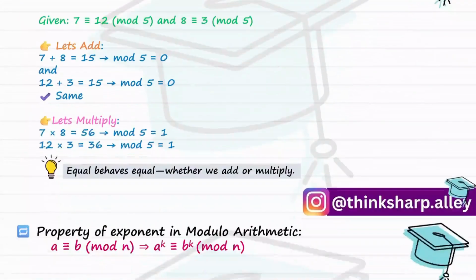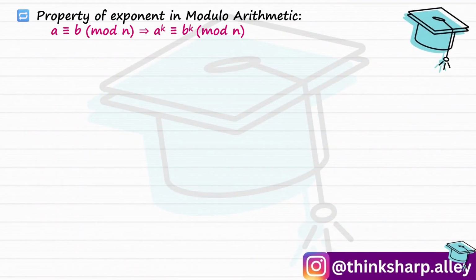Now let's look at the next property, exponents in modular arithmetic. If A is congruent to B, then A to the power k will be congruent to B to the power k. That means if we raise both sides to the same power, they will still be congruent. So using this, we can solve the questions that follow. First question is 3 to the power 16 mod 4. How do we calculate this?